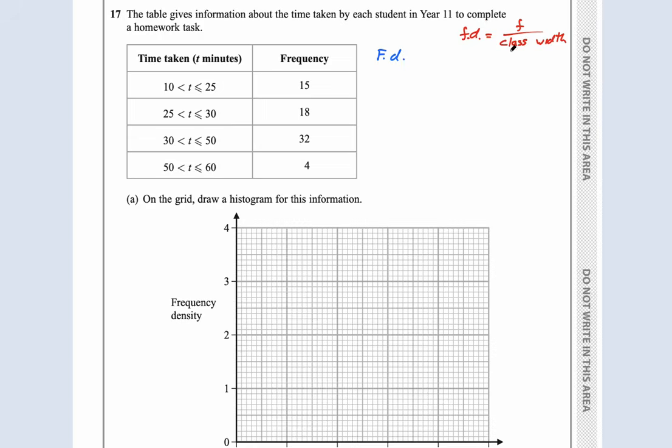Okay, so if you ever forget that, guys, just remember the frequency is the area, which means the frequency is the frequency density times the class width. So to get the frequency density, I just divide this by the class width. Now his class width is from 10 to 25, which is 15. His class width is 5. His class width is 20, 30 to 50 is 20, and his class width is 10.